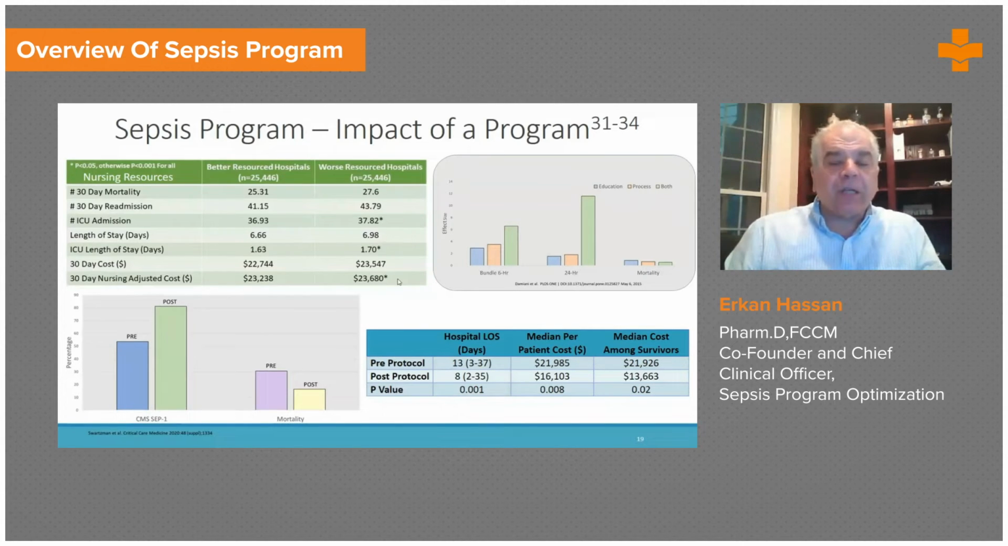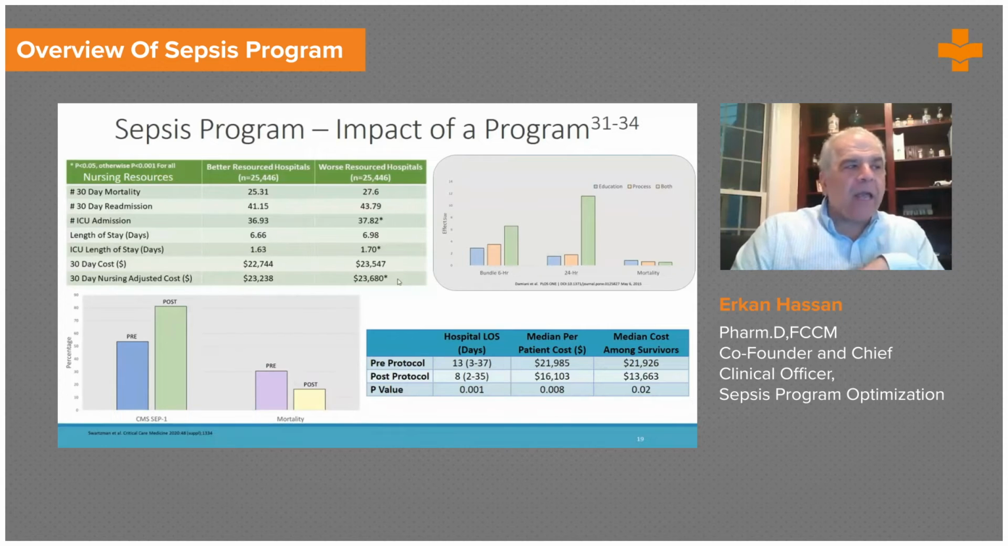So if you just do education with no process change, you can improve bundle compliance and mortality. If you do process change, you can improve bundle compliance and mortality. But if you do both, that's where you get the biggest bang for your buck.